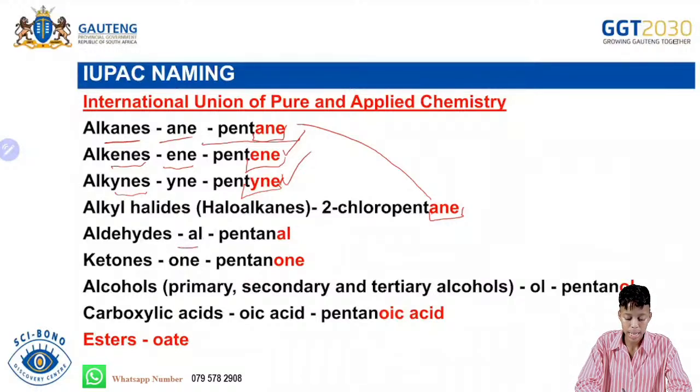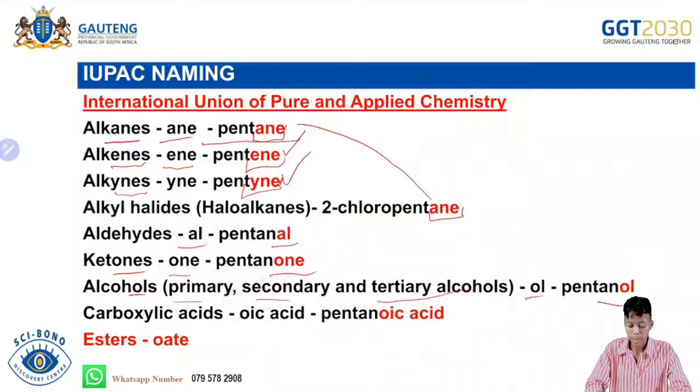Aldehydes, our name ending will be -al. Then ketones, our name ending in this case would be -one. And then we have alcohols. Remember, we have primary, secondary, tertiary alcohols, and our name ending would be -ol. Then we have carboxylic acids, so our name ending would be -oic acid. So for example, this would therefore be a pentanoic acid. And then we have esters, and our name ending there would be -oate. Okay.